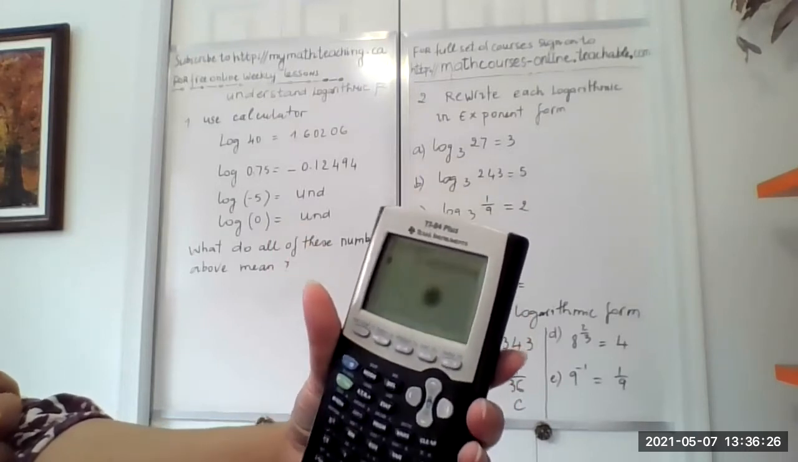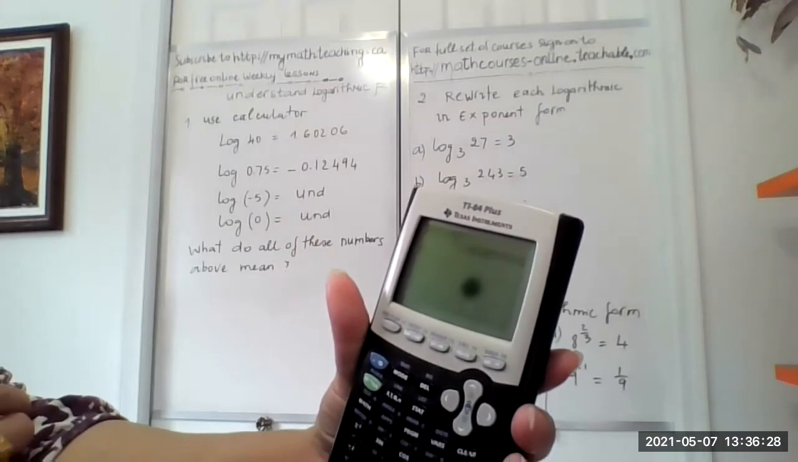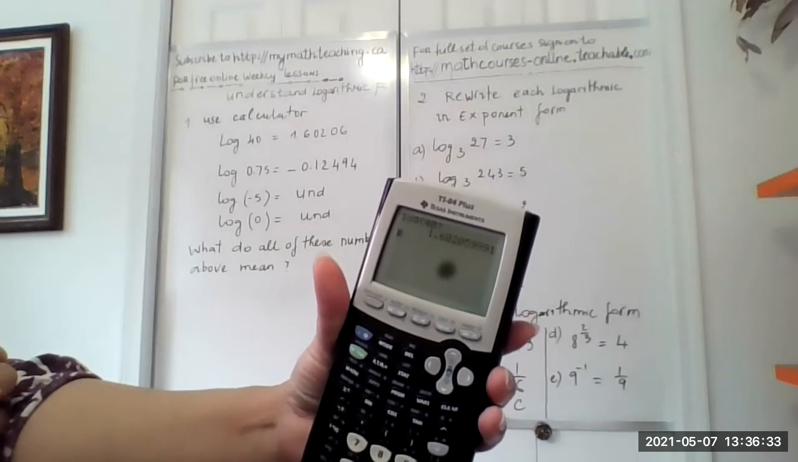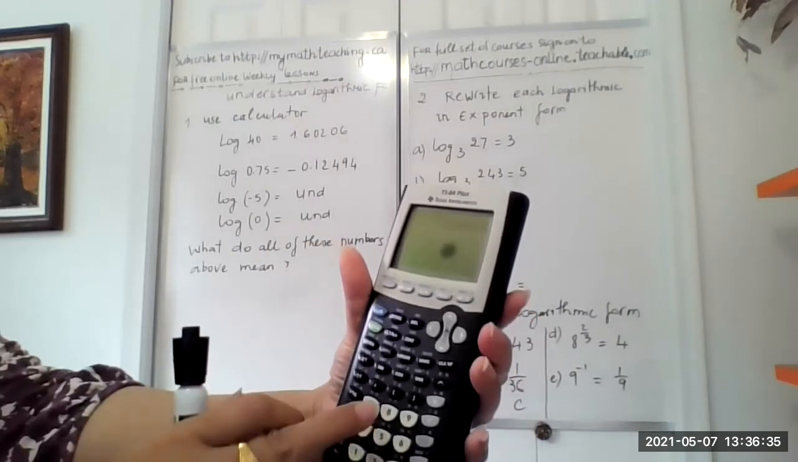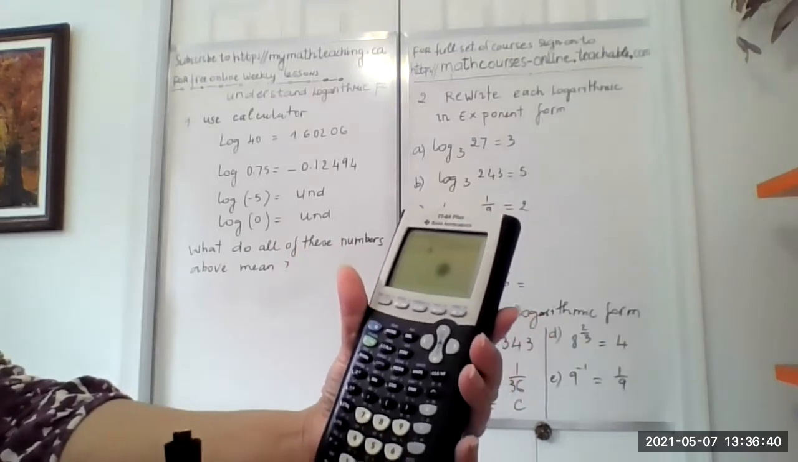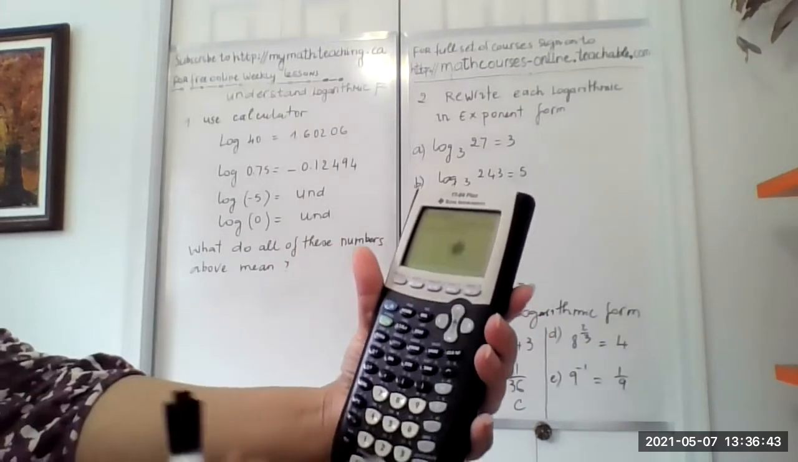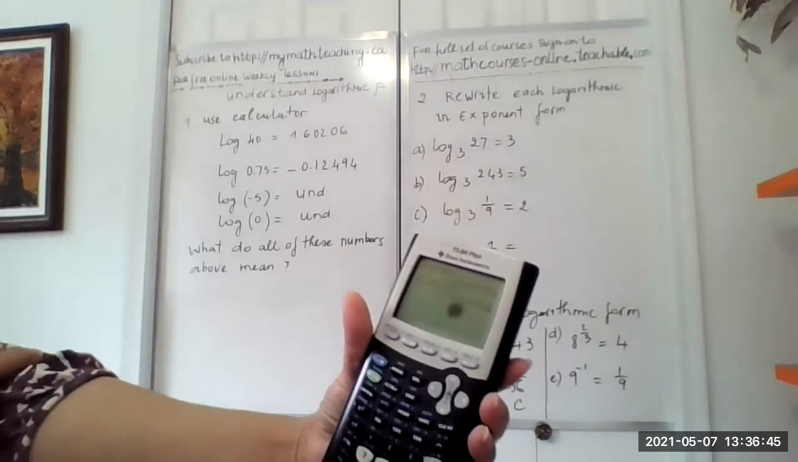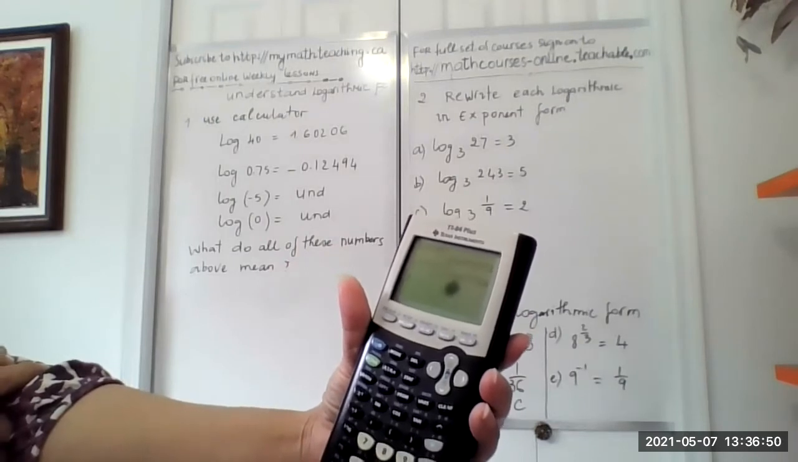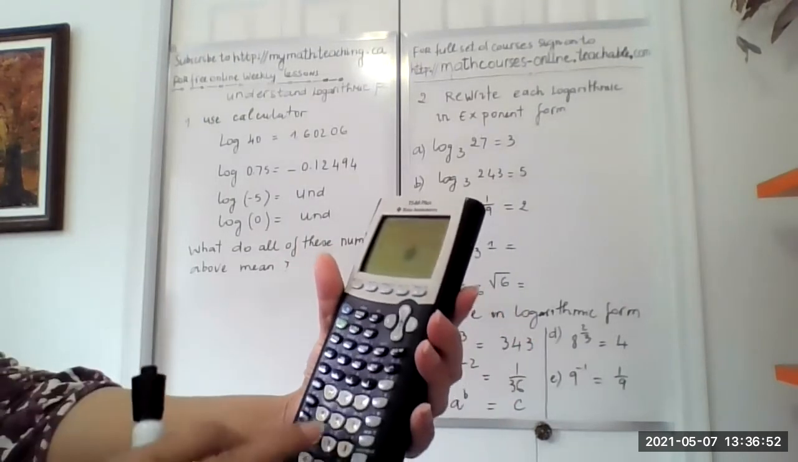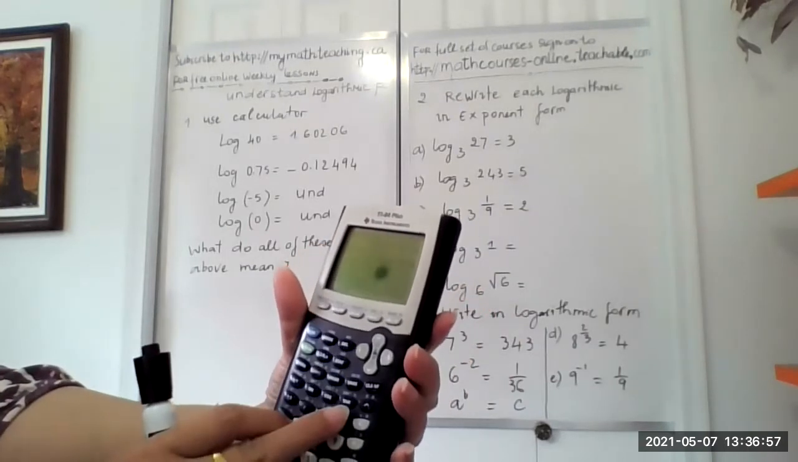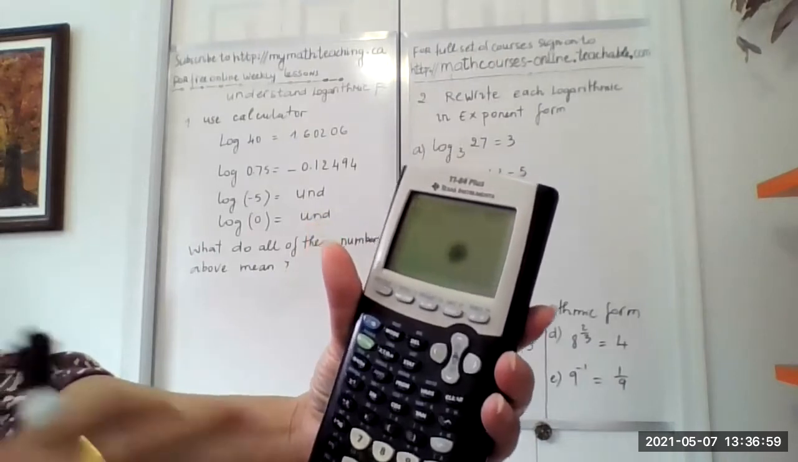It equals 1.60205 and I round up to become 1.60206. So let's key in the next one, log again, and 0.75, enter it. So it equals minus 0.12494.